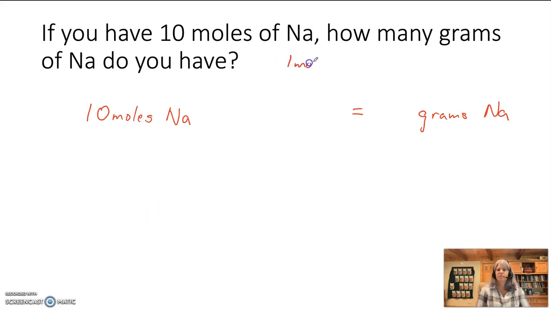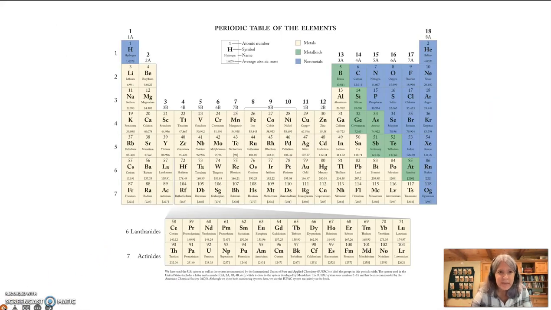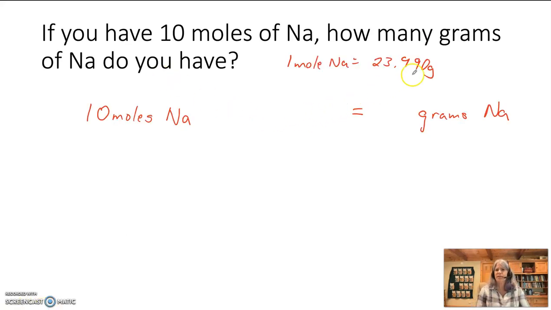So we'll write that down here as our conversion factor. 1 mole of sodium equals 22.990 grams. Sorry, I initially wrote 23.990, but I think that's 22. I need to put my glasses on. 22.990, because I always remember that sodium is about 23 because I use it so often. So 22.990. That's our conversion factor.